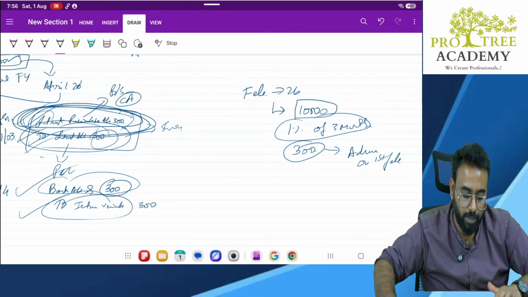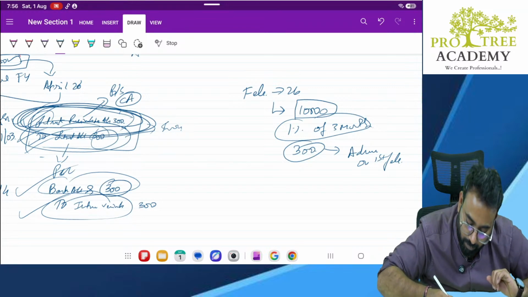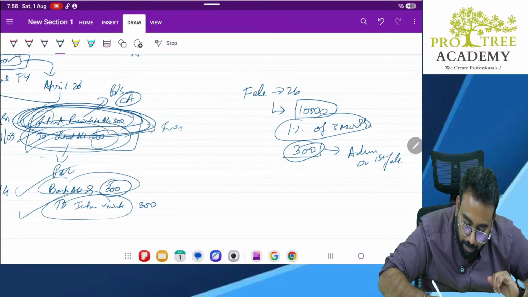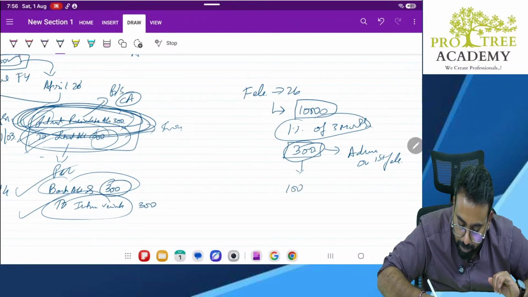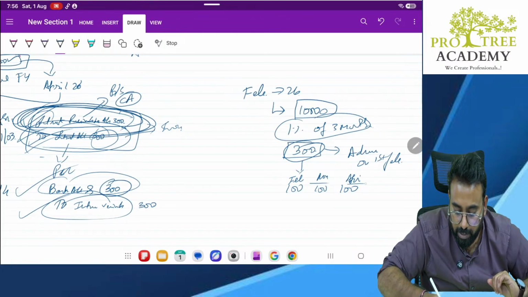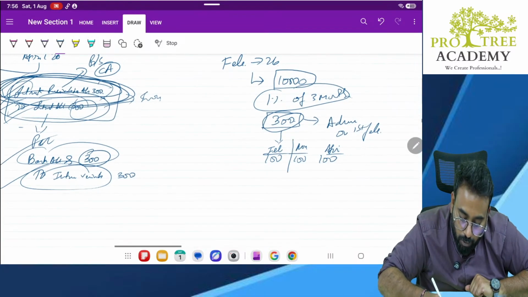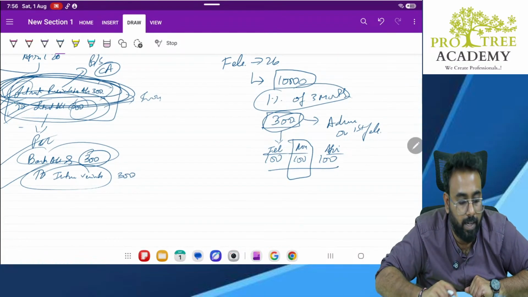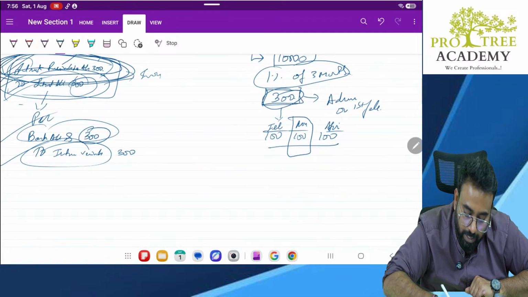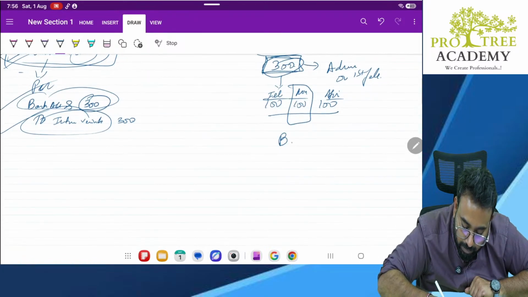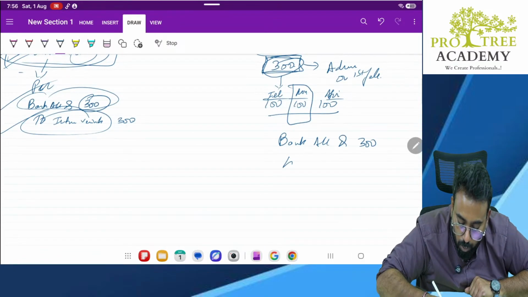That is 300 rupees. Now my question to you, what is the income per month? The income per month is 100 rupees. Correct? Feb, March, April. 3 months income. Now your books of accounts get closed here. Correct? So when you receive this income, what is the entry you will pass? Bank account debit 300 to interest income 300.